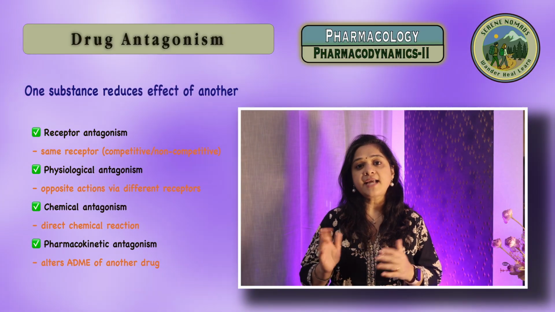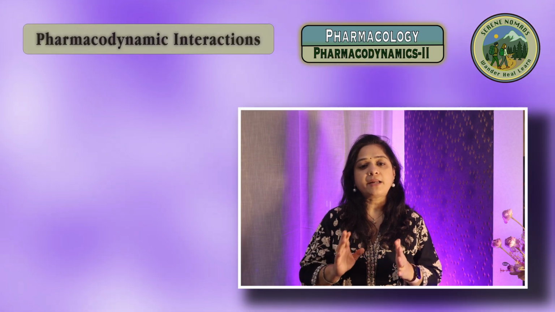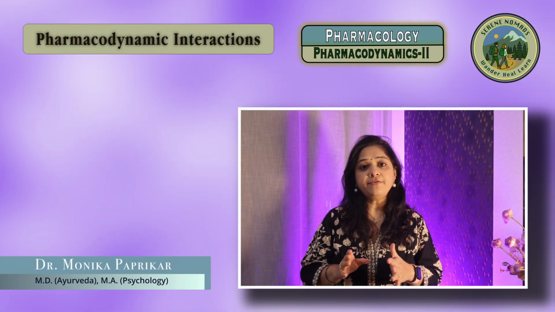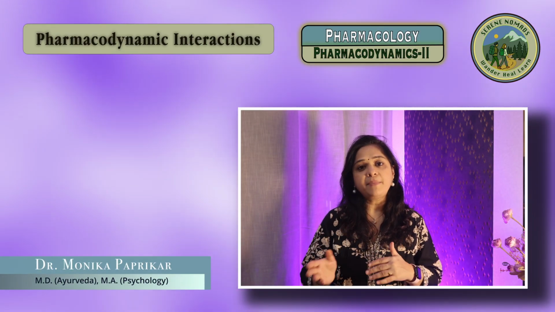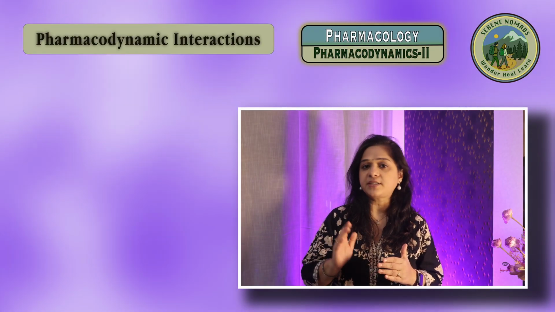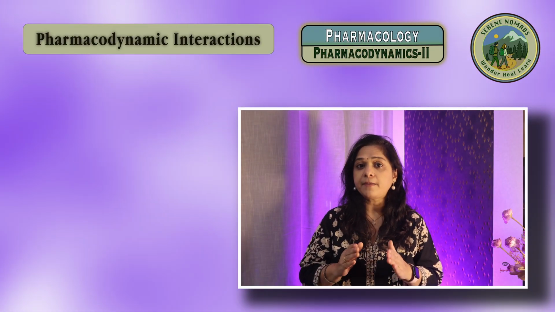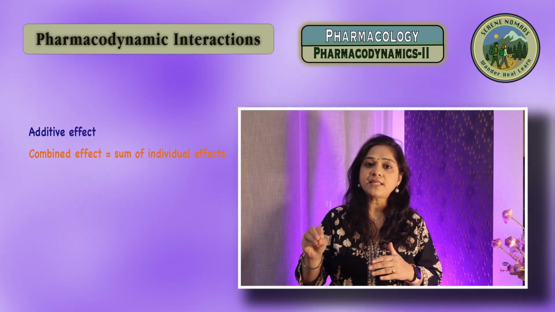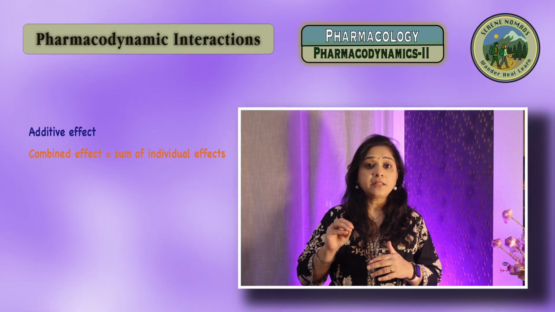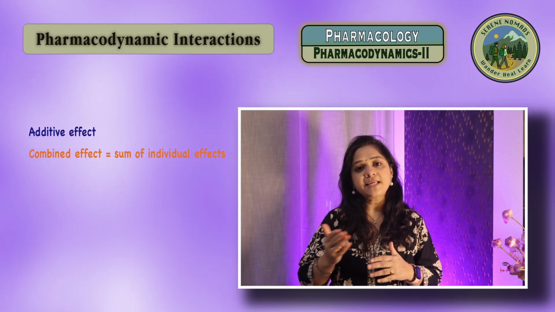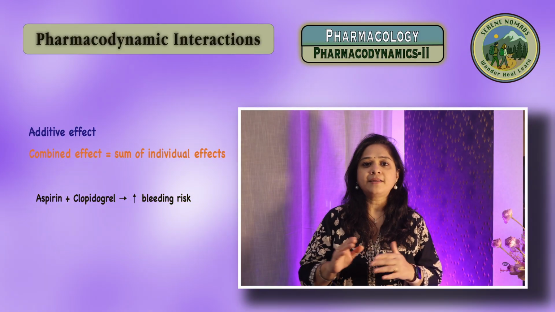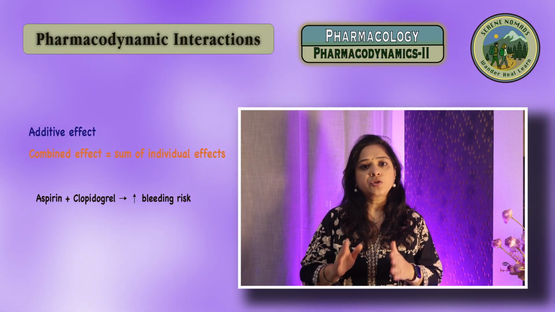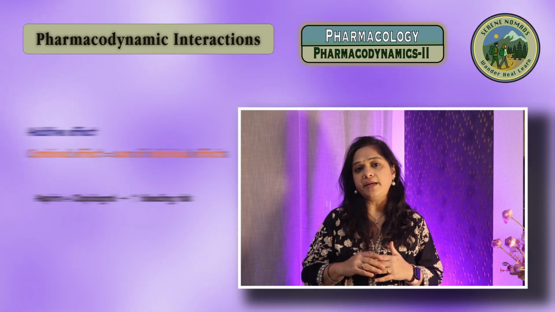Let's understand how drugs can interact at their site of action. There are three main types of pharmacodynamic interactions: additive, synergistic, and antagonistic. These interactions may amplify or suppress the net therapeutic or toxic effects. An additive effect means the final outcome equals the sum of the individual drug effects. This often happens when drugs act via the same mechanism or pathway. For instance, aspirin and clopidogrel both inhibit platelet aggregation, so their combination increases the risk of bleeding.